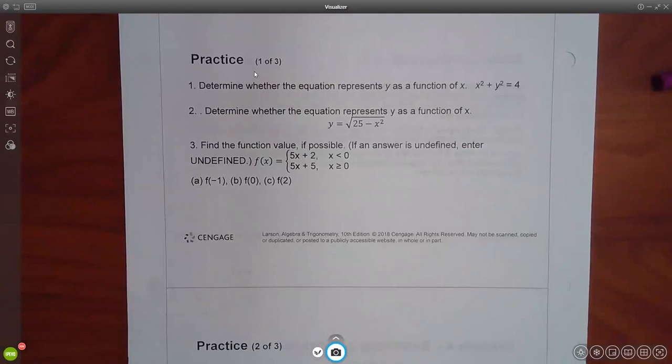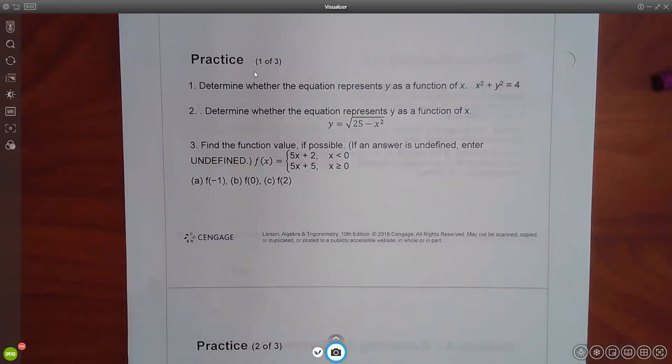So this one says, determine whether the equation represents y as a function of x. And they give you this problem here. And it's an equation. But this one's hard. This one's very, very difficult. Trying to think of the best way I can explain this to you. Does anybody know the answer just intuitively?